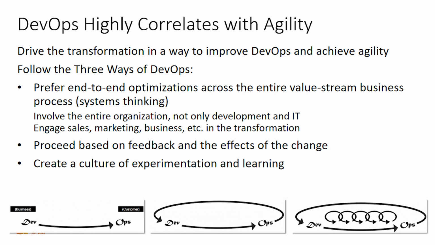The second way of DevOps is about amplifying feedback loops and acting upon that feedback. And the third way of DevOps is about culture of experimentation and learning. These are all the characteristics of agile organizations. So think DevOps when you think about how you would direct your agile transformation. This is something that the product owner of the transformation should keep in mind.